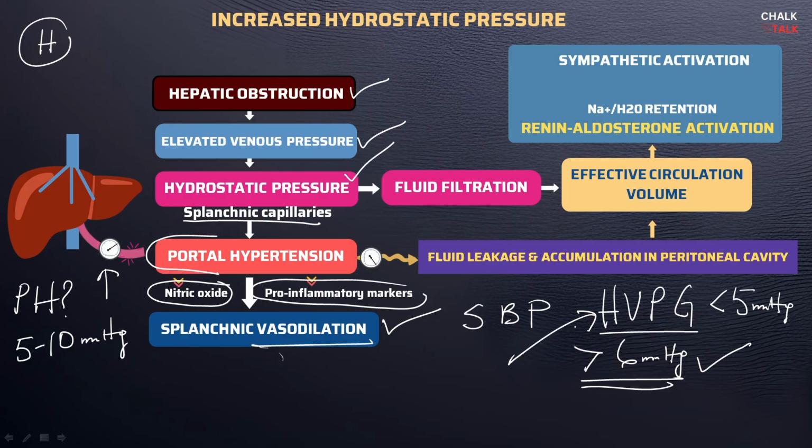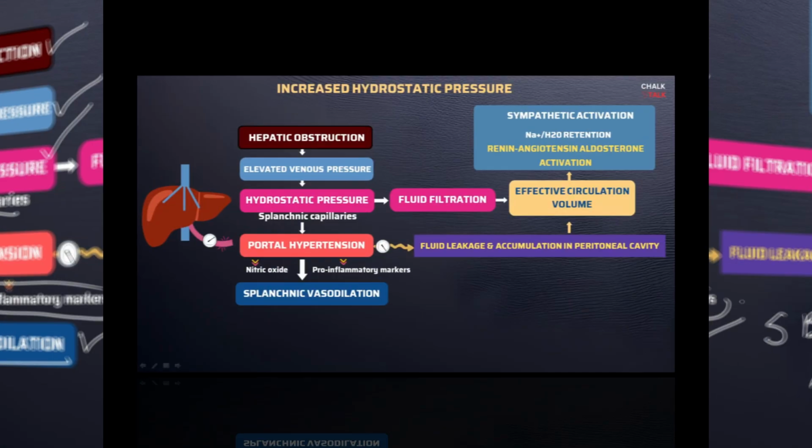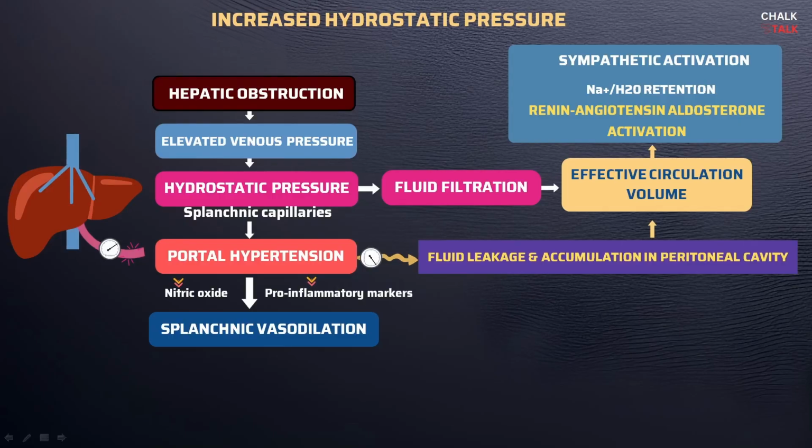So, importantly, maintaining the HVPG less than 10 millimeter mercury has been shown to prevent variceal hemorrhage. At the same time, apart from the portal hypertension, the excessive hydrostatic pressure promotes fluid filtration from the splanchnic capillaries, as already mentioned. This reduces the effective circulating volume. Okay. And obviously, you know what that means.